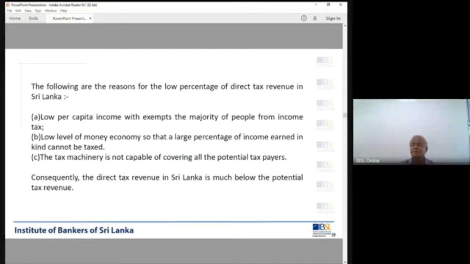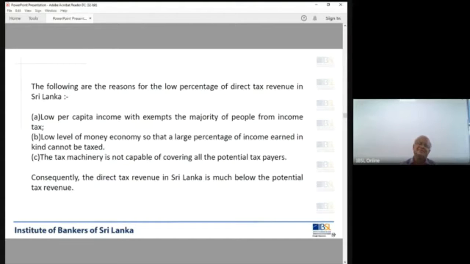But in Sri Lanka, it's extremely difficult to get all potential taxpayers, new people, into the tax net. These are the issues, right? Efficiency issues of the tax department, staff shortages, other infrastructure facilities are not there, computers are not there. Consequently, the direct tax revenue in Sri Lanka is much below the potential tax revenue. These are the reasons. If someone argues with you, why can't the government increase the direct tax rates? These are the reasons.